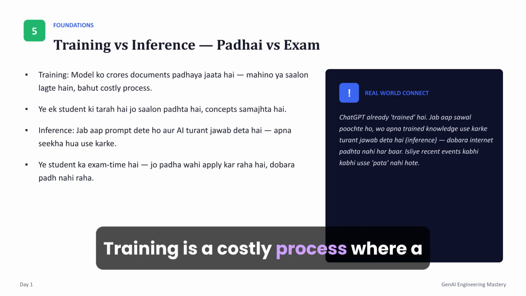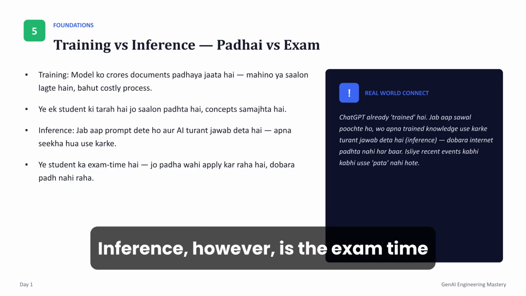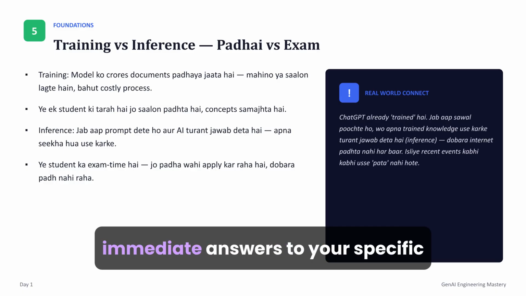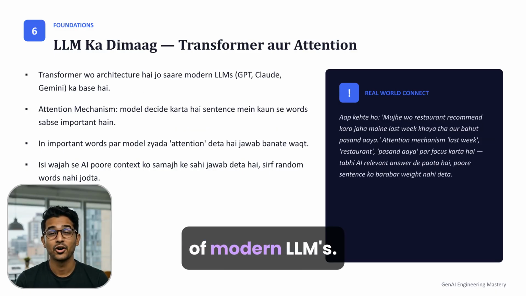Training is a costly process where a model learns from vast datasets over long periods. Inference, however, is the exam time phase, where the model applies its learned knowledge to generate immediate answers to your specific prompts. Transformers are the architectural base of modern LLMs.